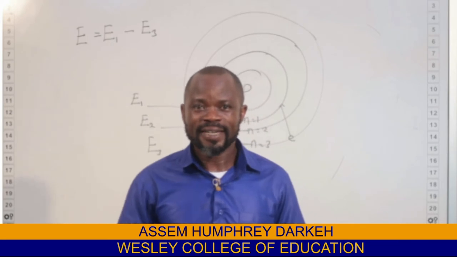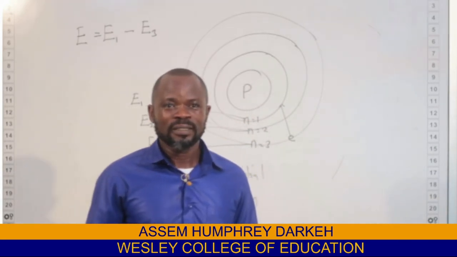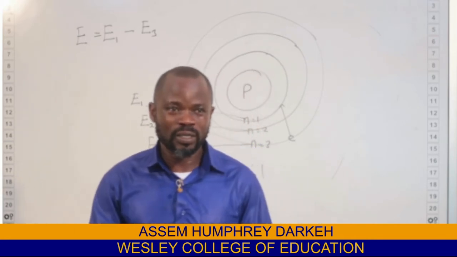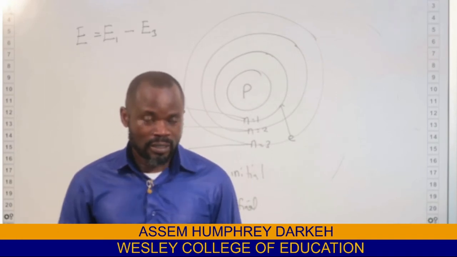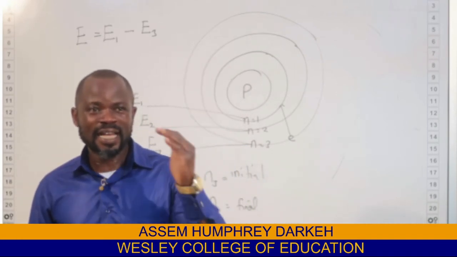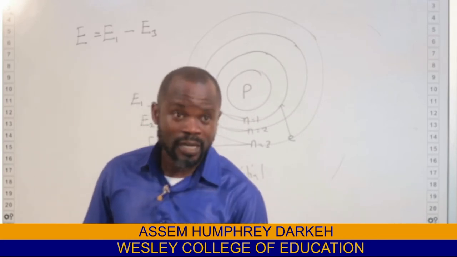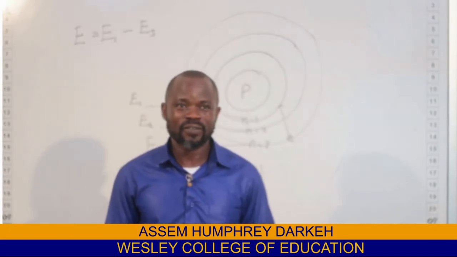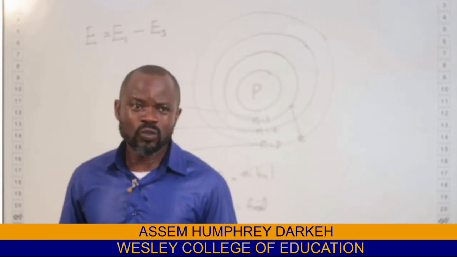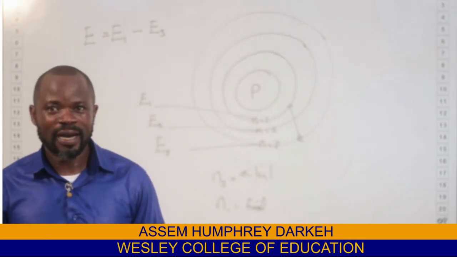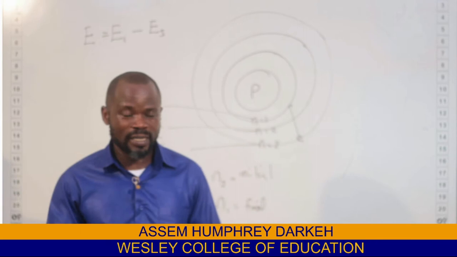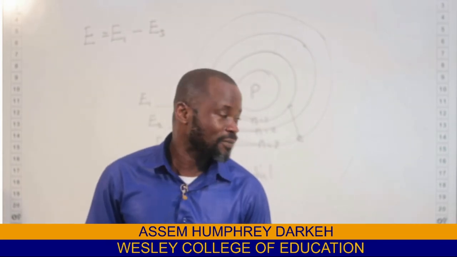So it's straightforward. You just have to first identify where the electron is and where it is going to. Then you can tell the difference between the two energy levels. Now, of the six assumptions, three of them are of very much importance to us. And so we want to look at these three assumptions, and based on that, we want to find out how Bohr actually dealt with these three assumptions.